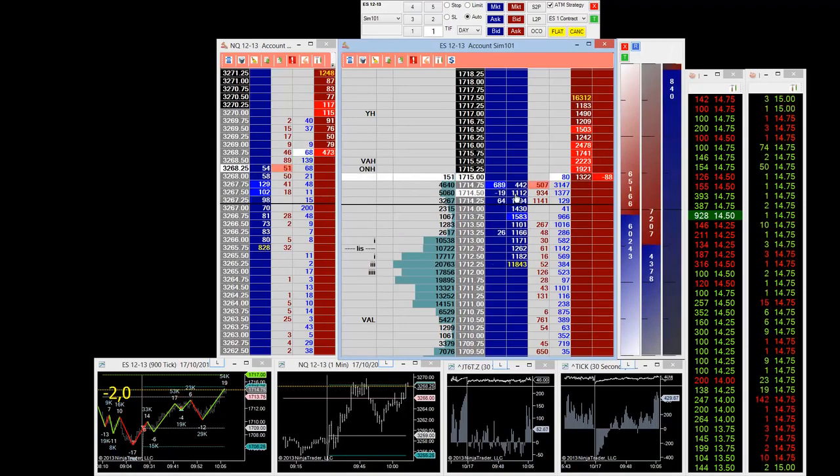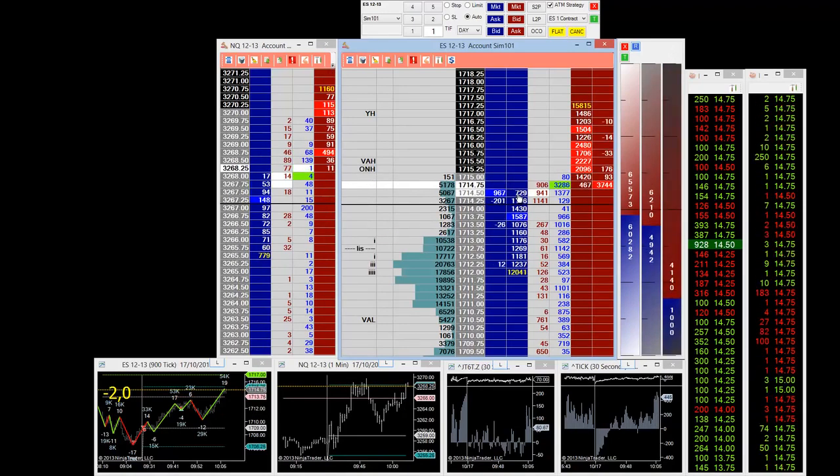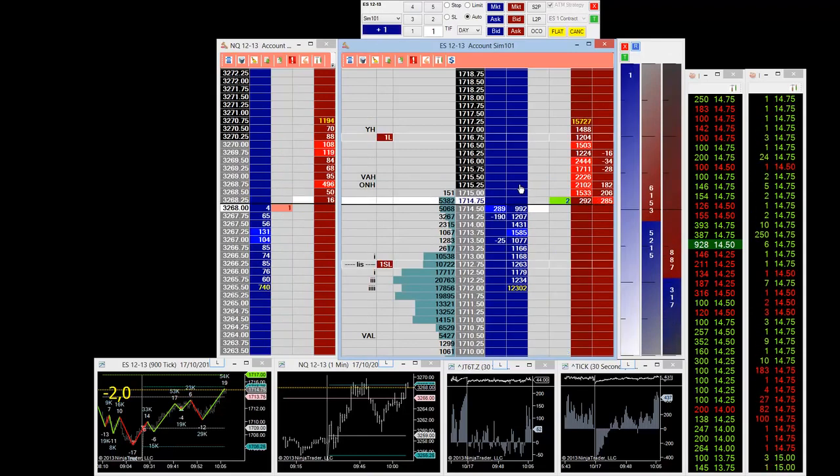Obviously we're not going to get filled there. Okay, so let's just take a semi-random trade, and we'll just take a long trade here.